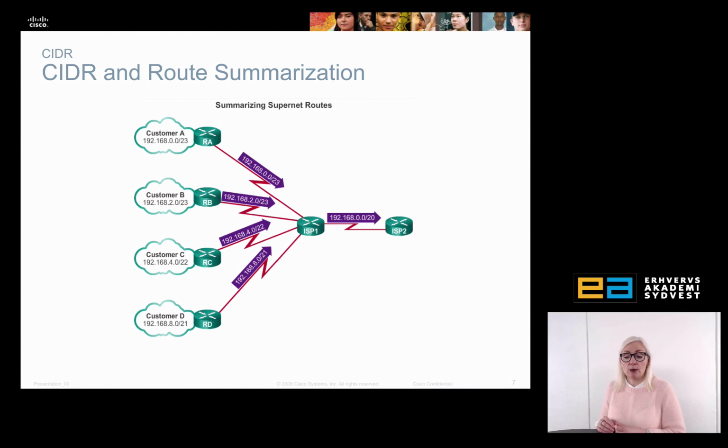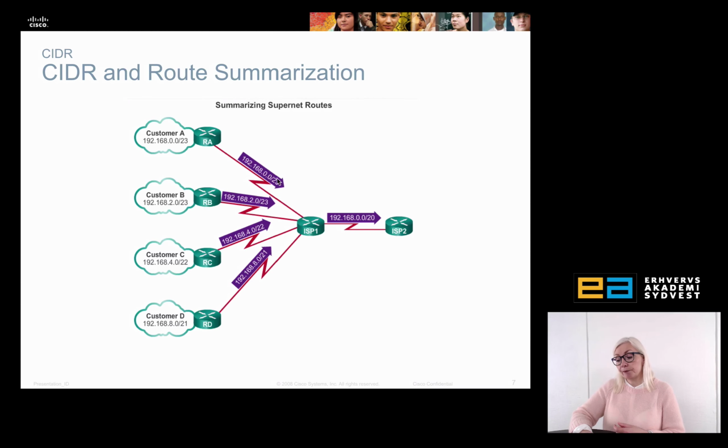With CIDR, we can do subnetting. We have seen that and we have done a lot of exercises with that, but we can also do route summarization or supernetting, where we add networks. Instead of dividing them into smaller parts, we will sum them up into one large network instead of smaller networks. So in this case here, instead of having 1, 2, 3, 4 different entries in our routing table, we can sum them up to 1 instead.